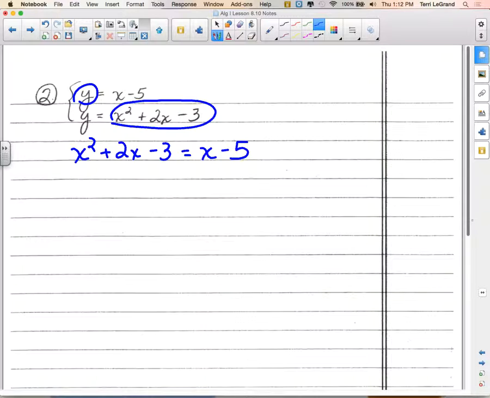So the x squared plus 2x minus 3 is going to go up into the top equation. Start that equation out, and then set it equal to the x minus 5 on the other side. Go ahead and get that one solved for 0. Get 0 on one side. We know how to do it, so you do it, and then we'll go from there.